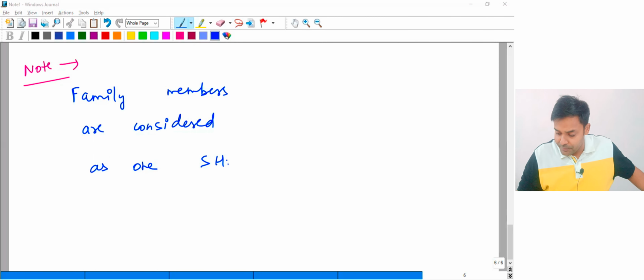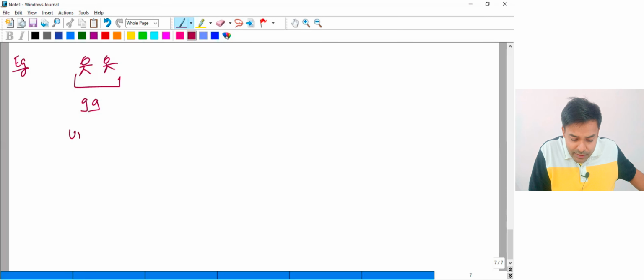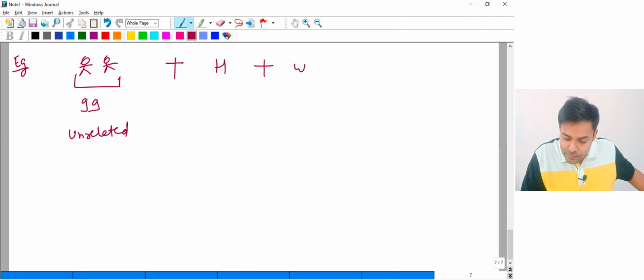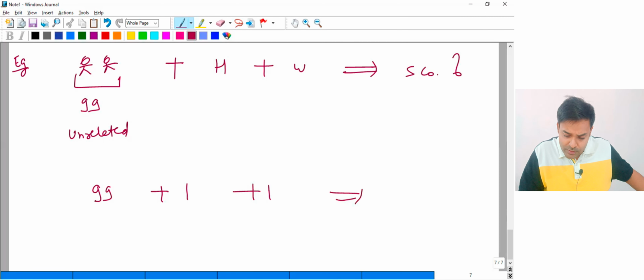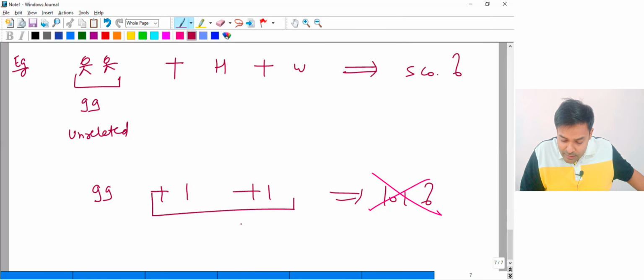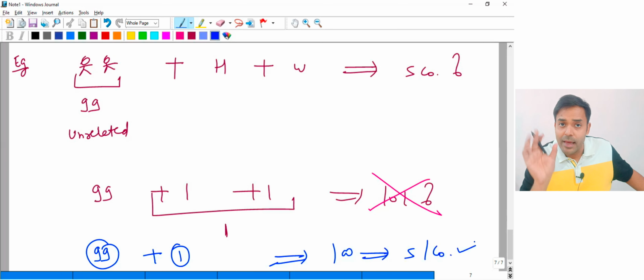Okay, let's try a few questions here. Let's say, everyone, I'm just doing one illustration here. Let's say there are 99 individuals, 99 unrelated individuals, everyone. Plus, there is a husband also, there is a wife also. Can this be an S corporation? Should it not be 99 plus 1 plus 1, that means 101? No, they are considered as one. So that means, everyone, 99 plus 1, that means 100. That means it can be an S corporation.